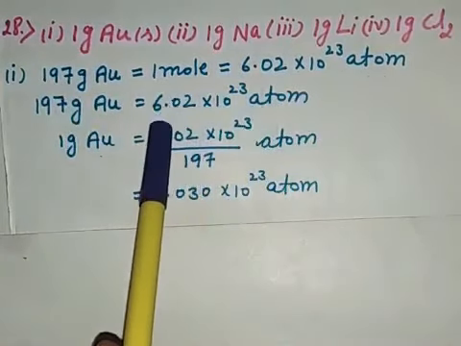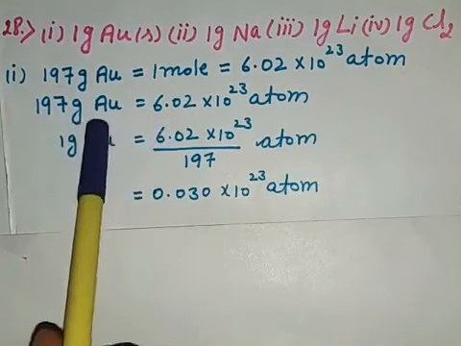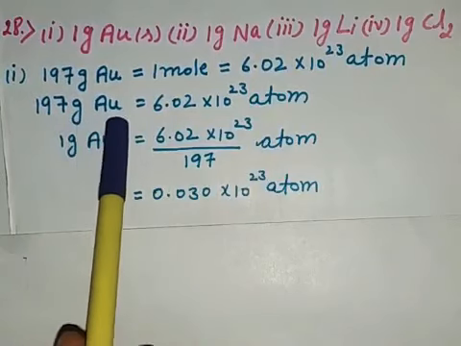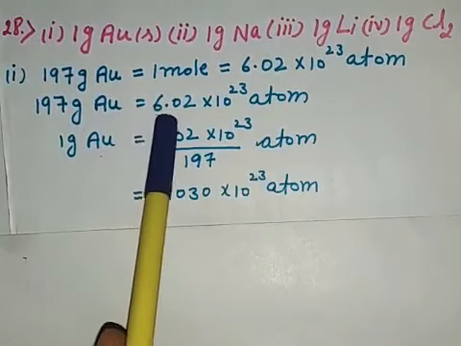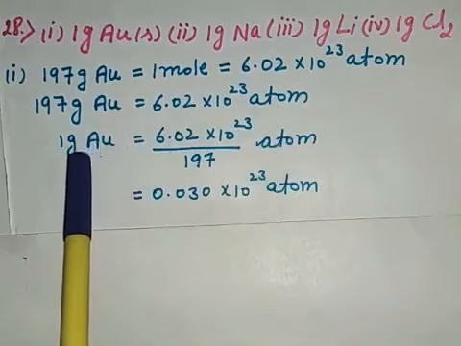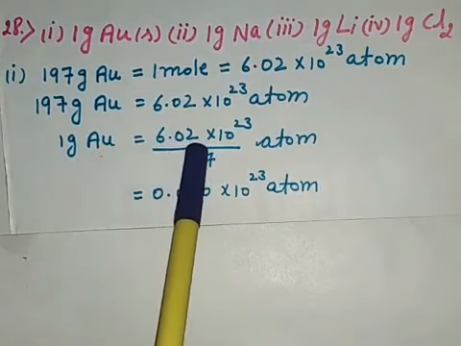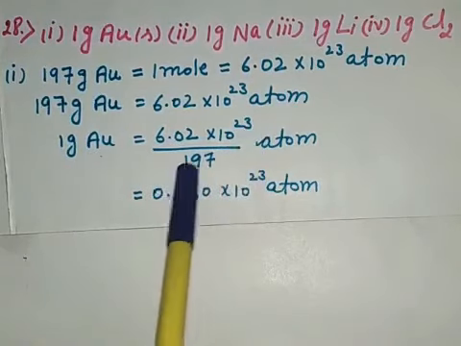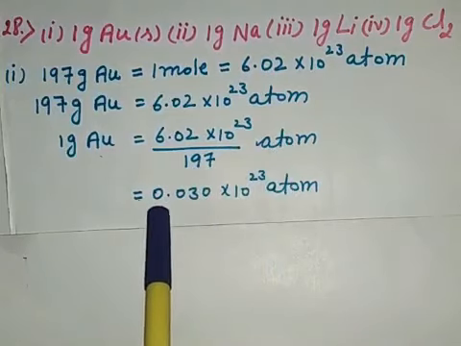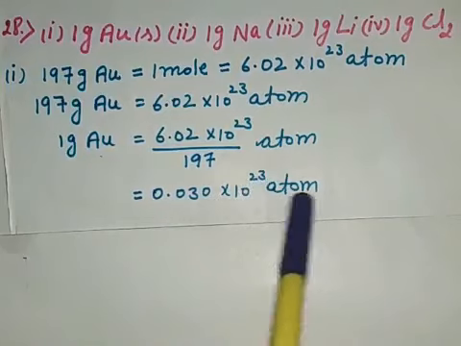Now we have to find out number of atoms. So here we will compare atomic mass with number of atoms. So that means 197 gram of gold is equal to 6.02 into 10 to the power 23 atoms. So that means 1 gram of gold will contain 6.02 into 10 to the power 23 divided by 197 atoms. When you will solve this, it will come equal to 0.030 into 10 to the power 23 atoms.